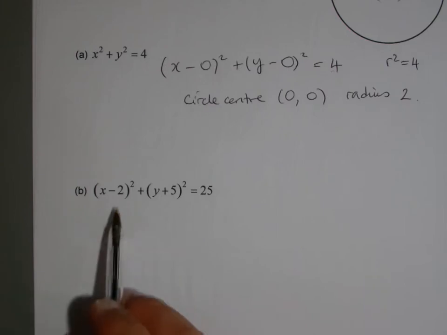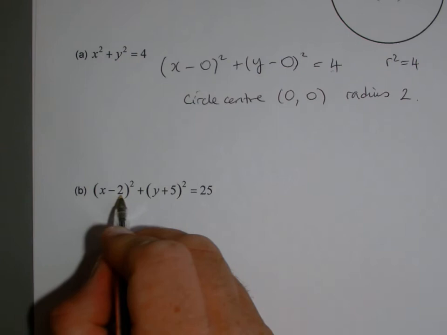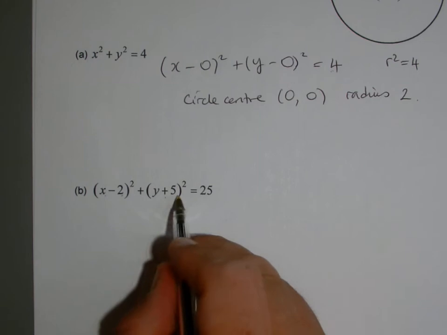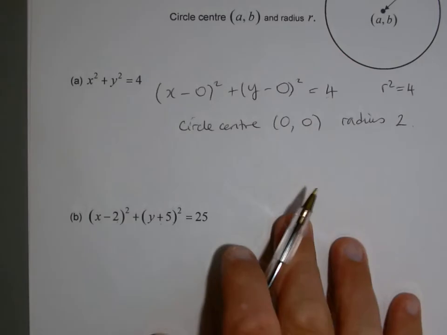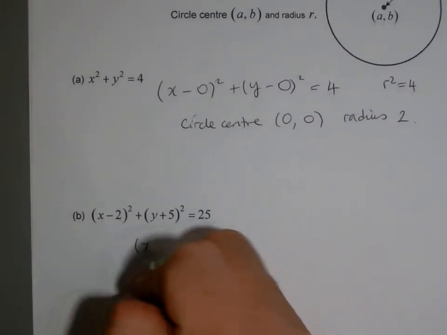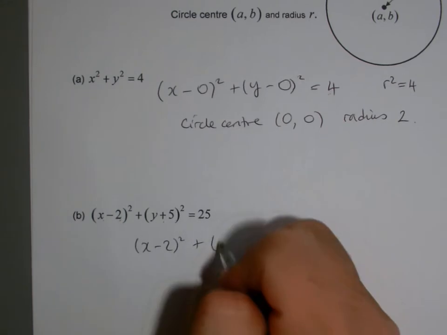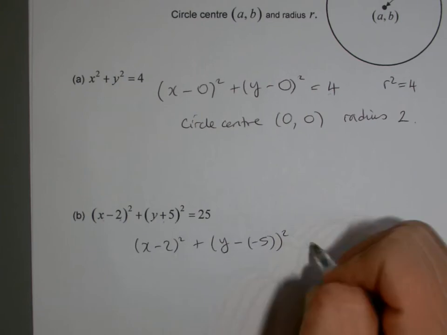So in this case here, your a is the value here, the 2, because remember it's got to be x minus a, so it'll be 2. But here, because it's positive 5, b has got to be negative 5, hasn't it? Because it's got to follow that sort of format. So if you want to, you can rewrite this again as x minus 2 all squared, keep that as it is, and then y take away negative 5 all squared equals 25.